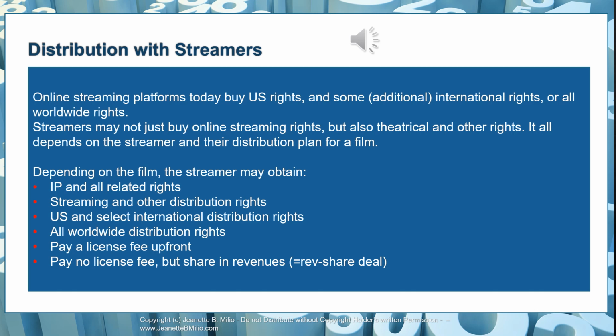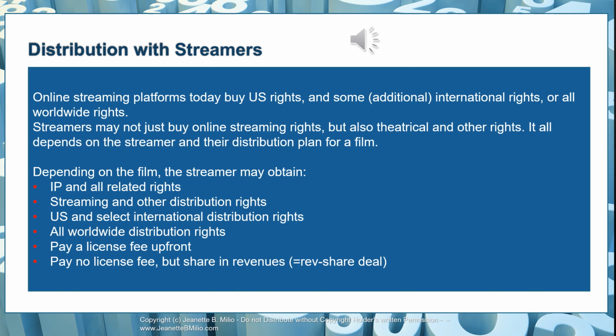They can also buy US rights and certain international rights, for example. They don't necessarily have to buy all worldwide rights. They can say, we want to buy the US, maybe we'll also buy Germany, and we'll also buy France because we have a strong presence there with our platform. So they buy select international rights in addition to US rights. They can do that. And they can buy, of course, as I mentioned, all worldwide distribution rights if that's what they want.